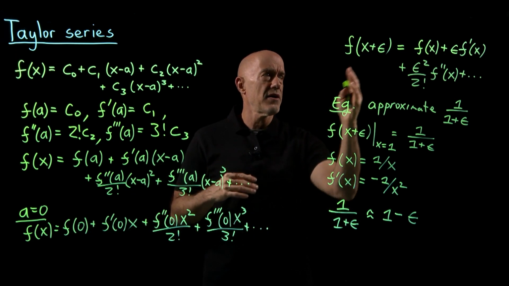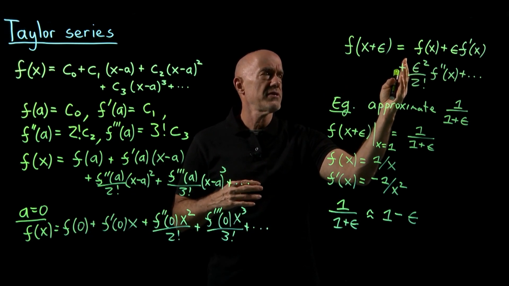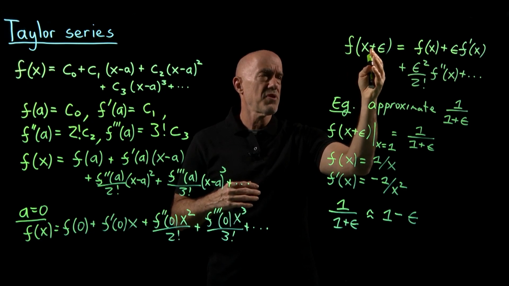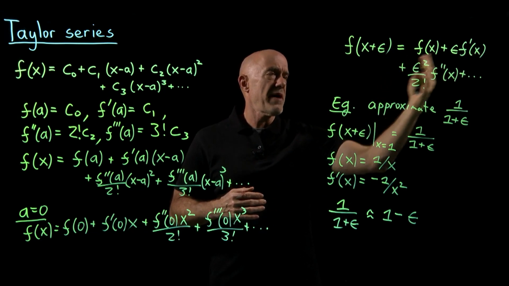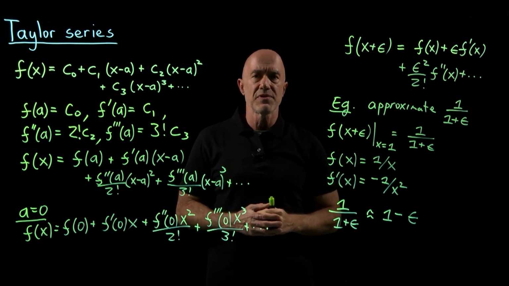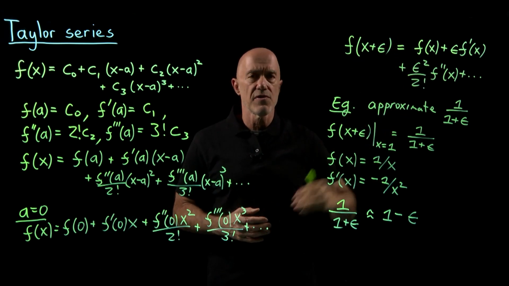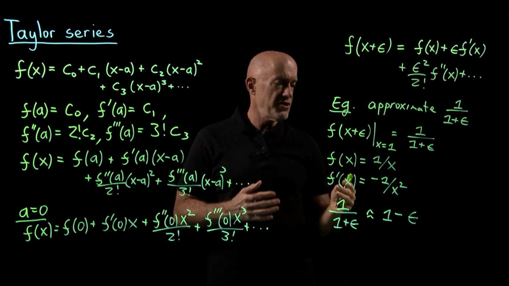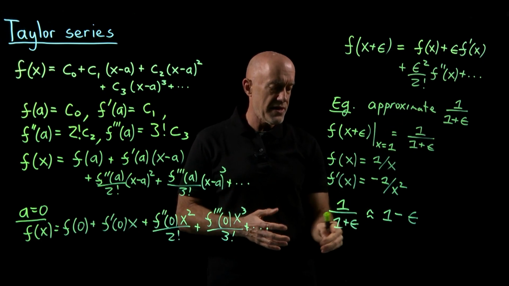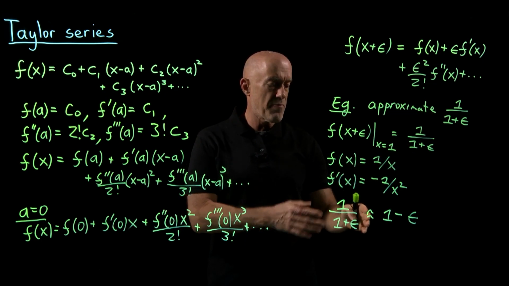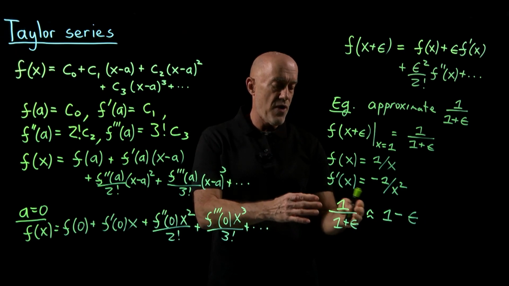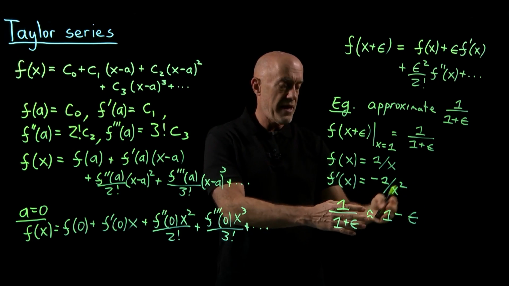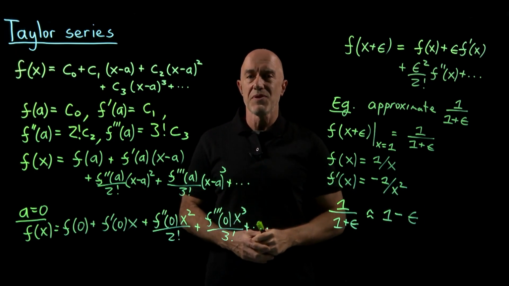Finally, we showed how you can have a Taylor series of f of x plus epsilon when epsilon is small and expand this in terms of powers of epsilon. This is very useful for approximations. And I showed you how 1 over 1 plus epsilon can be approximated by 1 minus epsilon, which means a rational function approximated by a linear polynomial.